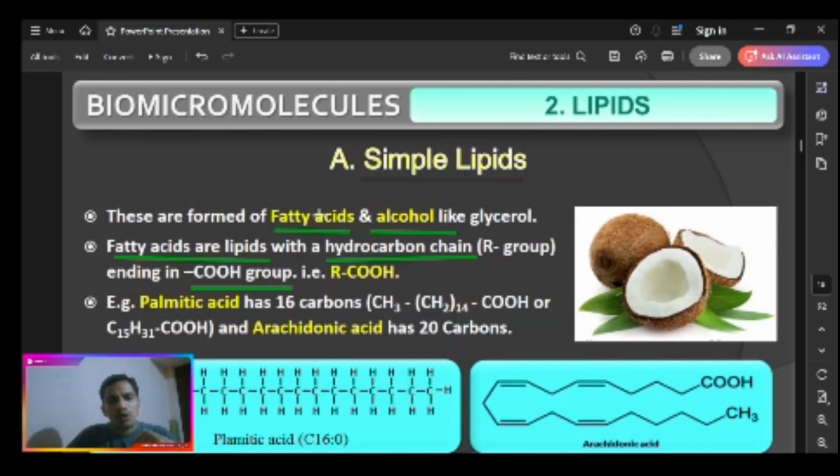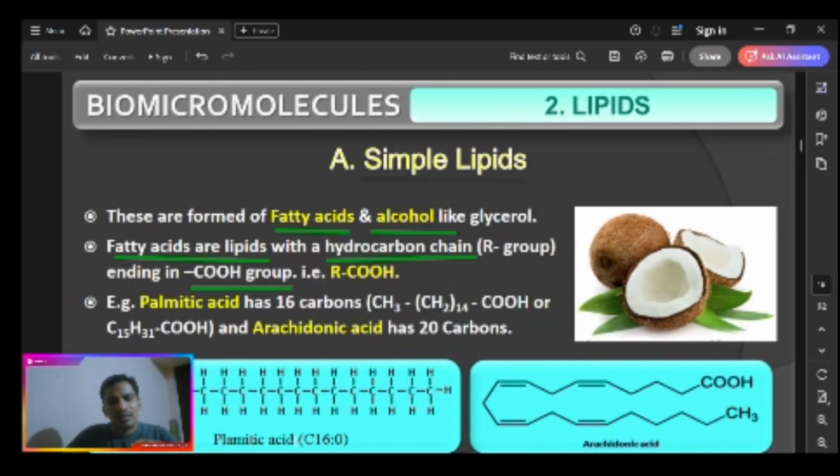Now, regarding this fatty acid. Fatty acids are lipids with a hydrocarbon chain. The R group is there. The ending is, see here, COOH, right? What is given above. And the R group is also there.